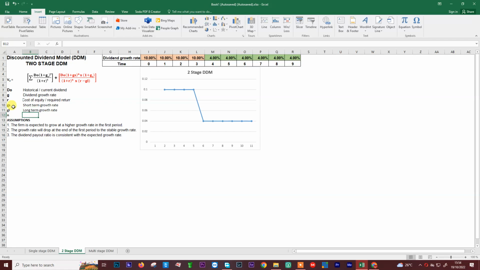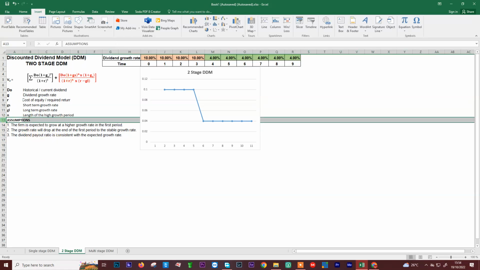Then we have N, represents length of high growth period. As usual, you continuously save your work. Control S. So because we have provided inputs to what we are to use, I can insert over here.